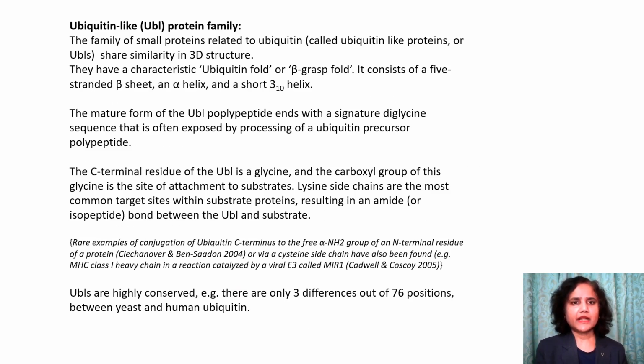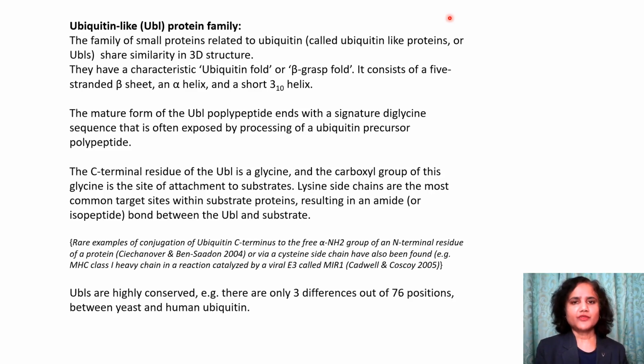So the ubiquitin-like protein family is a family of small proteins which is related to ubiquitin. These are all known as ubiquitin-like proteins, or UBLs, and they share a similarity in 3D structure. They all have a characteristic ubiquitin fold, also known as a beta-grasp fold. It consists of a 5-stranded beta sheet, an alpha helix, and a short 3-10 helix. This 3-10 helix is a variation from the alpha helix, where it has a repeat unit comprising 3 amino acids in one turn.